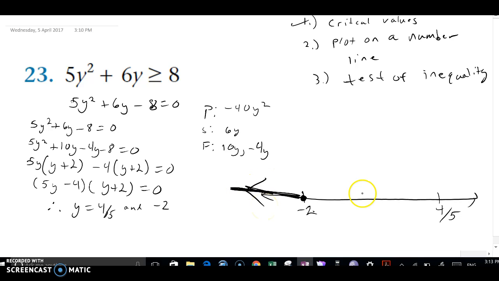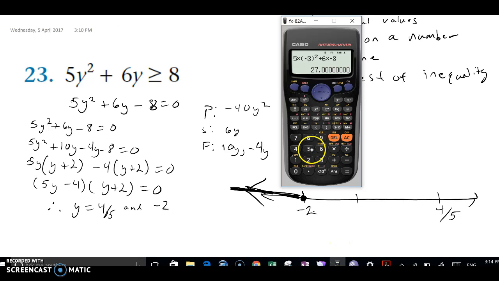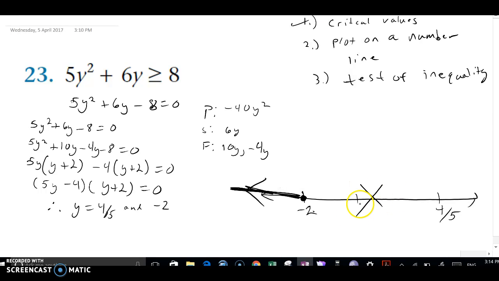All right, so let's check in between here. Let's pick a number between negative 2 and positive 4/5. We'll just say pick negative 1. So I'm going to pick negative 1 in there and see if that is part of the equation. So 5 times negative 1 squared plus 6 times negative 1. That is not greater than or equal to 8. So I know we're excluding in between.